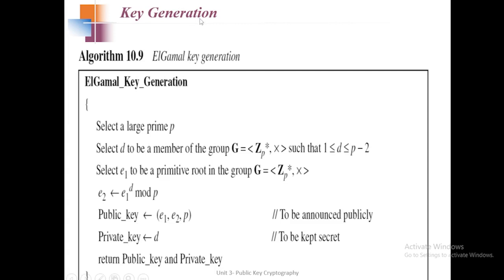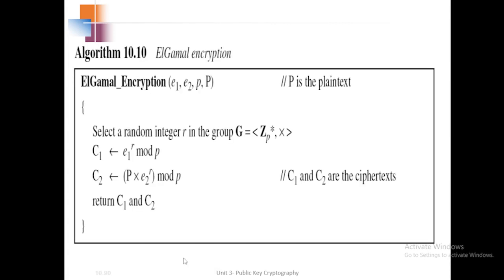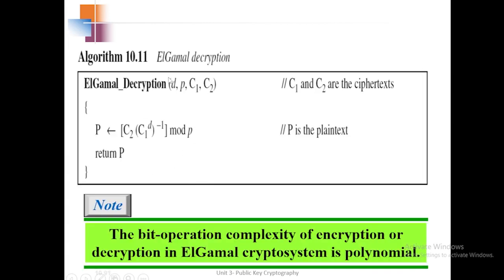Here is the key generation methodology. For key generation, we generate the private key D using the values P, E1, E2. Using these three values E1, E2, P, we calculate a D value. That D value is used for decryption purposes. So this is the general key methodology. This is the encryption formula: C1 is equal to E1 power R mod P, C2 is equal to E2 to the power R into the plain text value P mod P. This is the decryption formula: plain text P is equal to C2 into C1 power D inverse mod P.